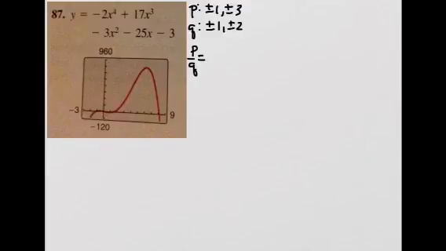I'm going to start off by taking the plus or minus 1 from P and putting it over each of the Q factors. So 1 over 1 is 1. 1 over 2 is 1 half. Then I move on to the 3. 3 over 1 is 3, and 3 over 2 is 3 halves. So there are 8 possible rational zeros for this polynomial.